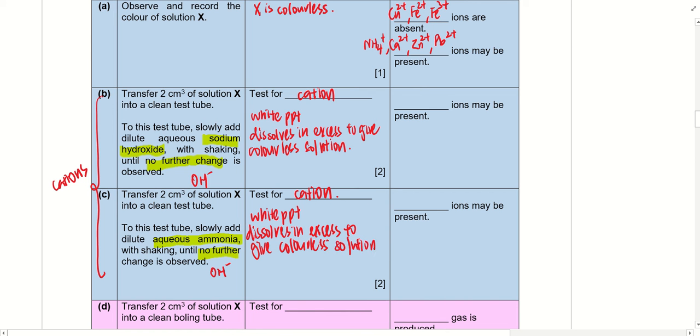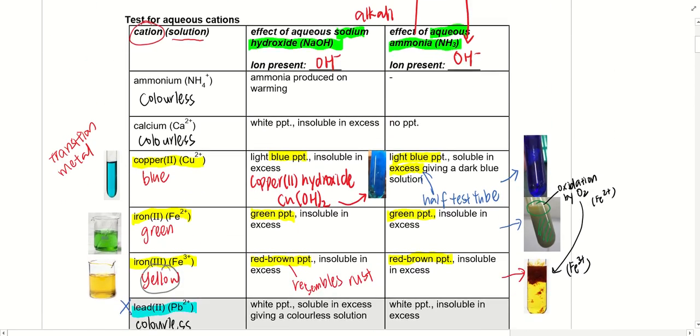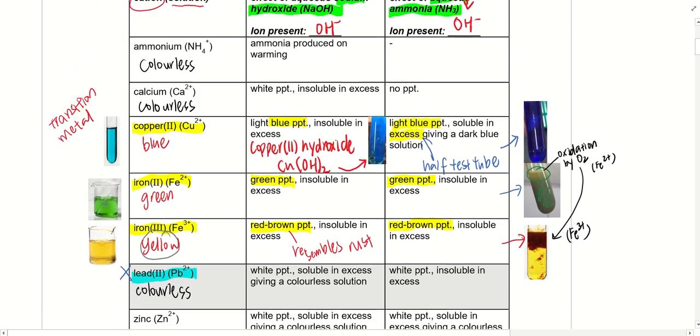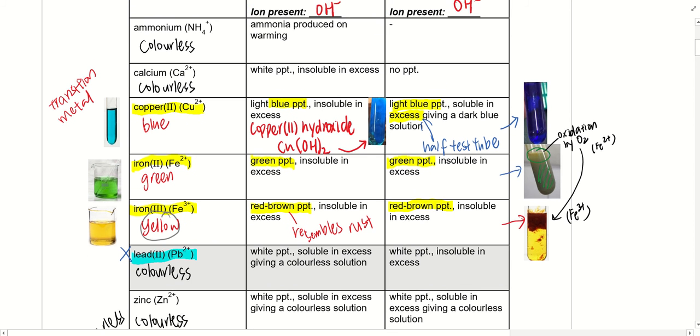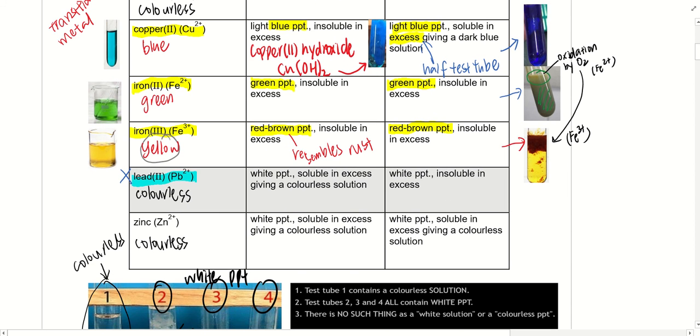Now, just based on this, you can decide which ions are present. If you go back up to your cation page, for aqueous sodium hydroxide, where the precipitate dissolves in excess, the only two possible ones are Pb2+ and Zn2+. While for aqueous ammonia, it cannot be Pb2+ because its precipitate is insoluble, while for zinc it is soluble.